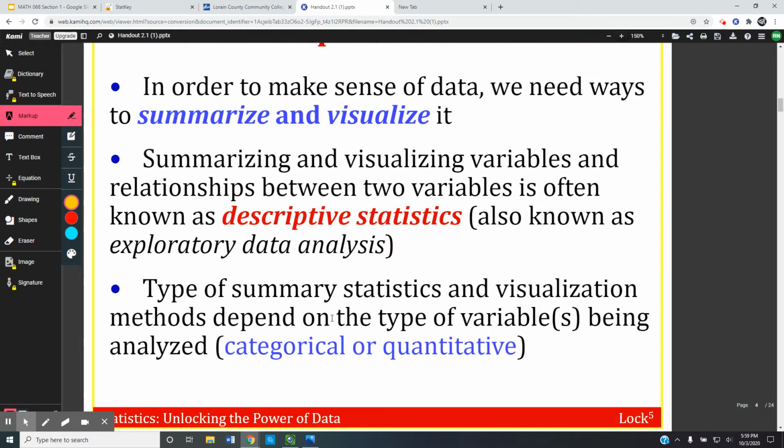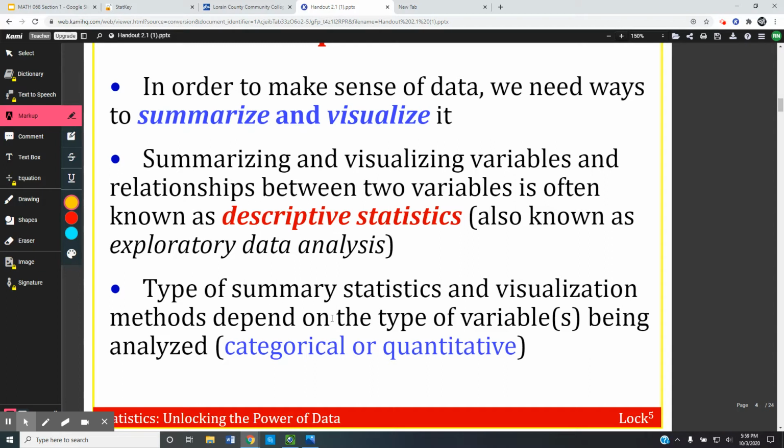In descriptive statistics, in order to make sense of this, we have to summarize it and we have to visualize it. To summarize it, we'll use a descriptive statistic. And to visualize it, we'll use one of the charts that we were speaking of. When we summarize a variable and visualize it, the relationship between them is often called the descriptive statistic. For instance, the p-hat value is a descriptive statistic for a single categorization. It's also known as exploratory data analysis, but descriptive statistic is pretty often used.